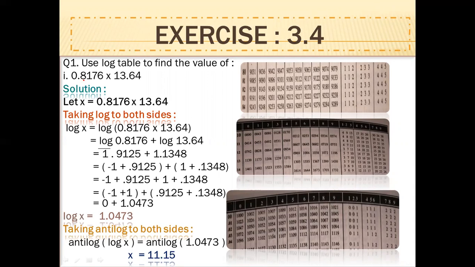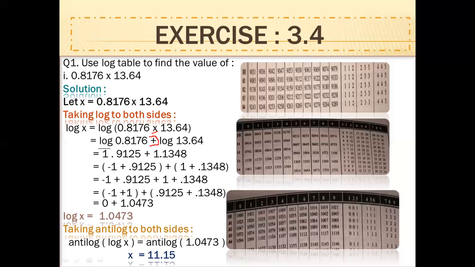Yes, first let x be equal to 0.8176 multiplied by 13.64. Now taking log of both sides, we apply the log to both sides. Log of x is equal to log of 0.8176 multiplied by 13.64. Multiplication will be changed into addition. This is the first law of logarithm.